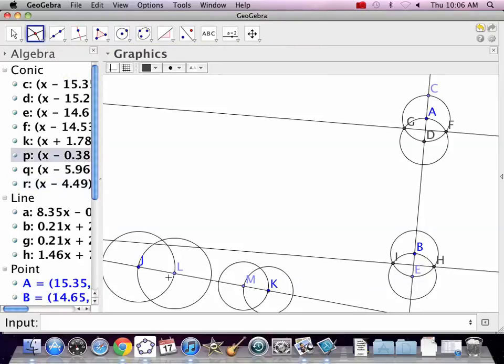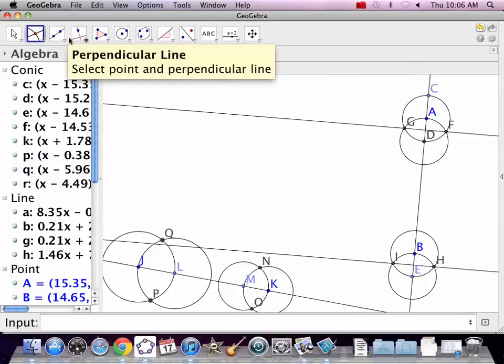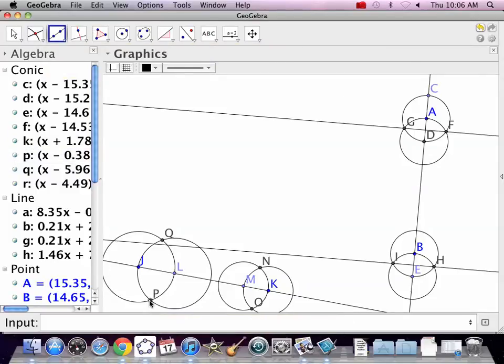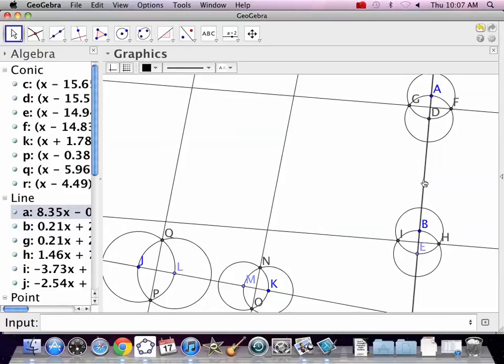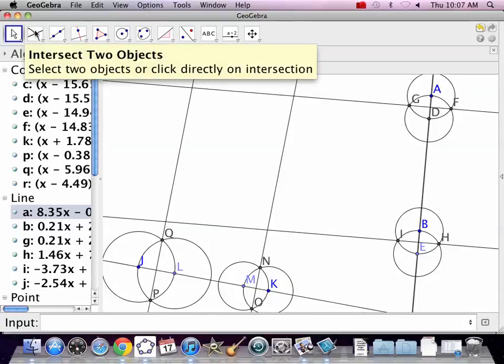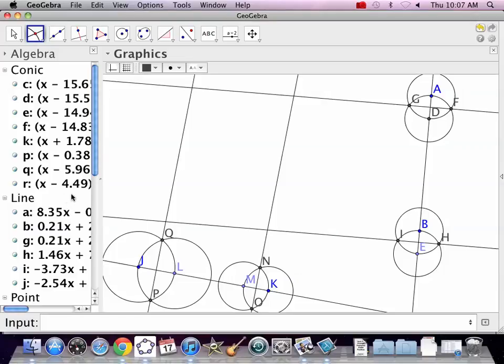So find where they cross. RQ, PK. Draw some lines through it. And as you see, here is a nice, awesome parallelogram. Come on, move for me. There we go. Right there. So if we find the intersections of those lines, we will get our parallelogram.